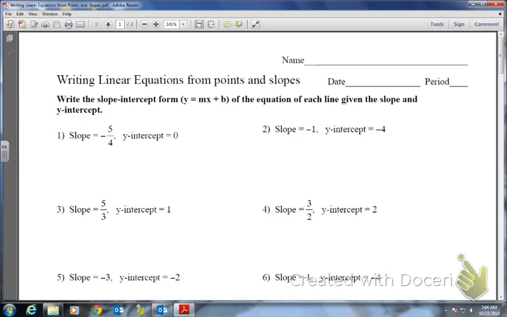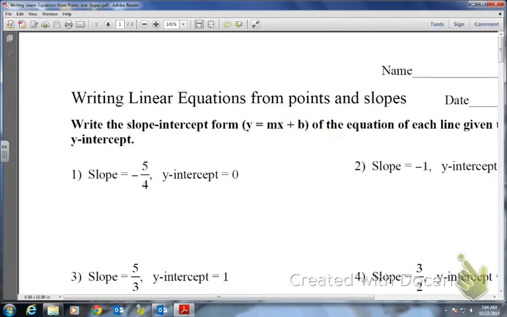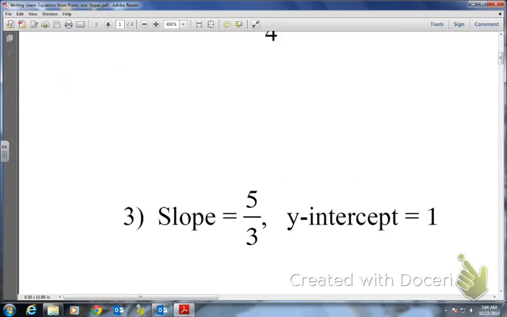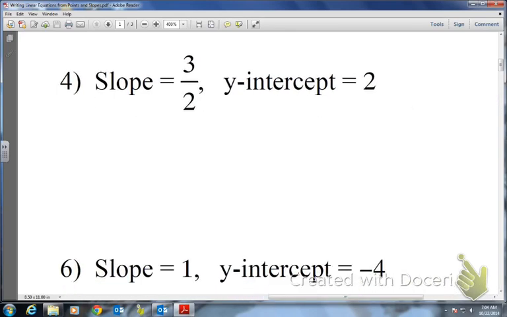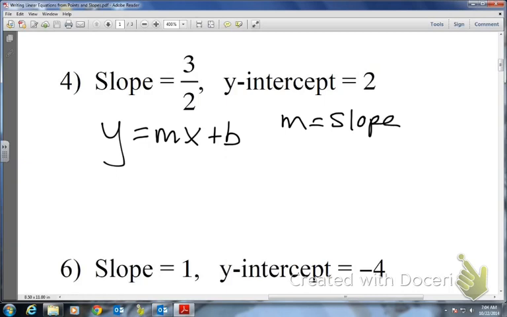It says write the slope-intercept form, y equals mx plus b, of the equation of each line given the slope and y-intercept. So if I can zoom in down here to number 4. Alright, I'm just going to rewrite that equation that they gave us up there at the top. So y equals mx plus b. I know that m is my slope. And I know that my b is my y-intercept.